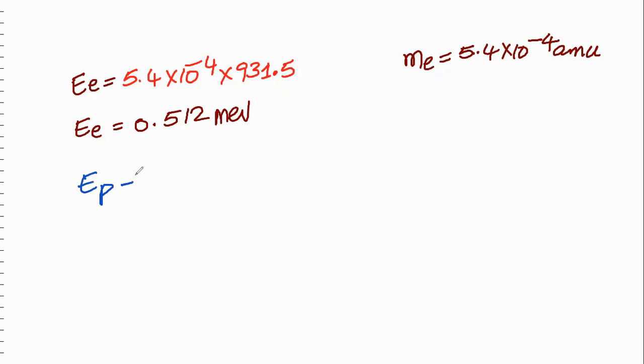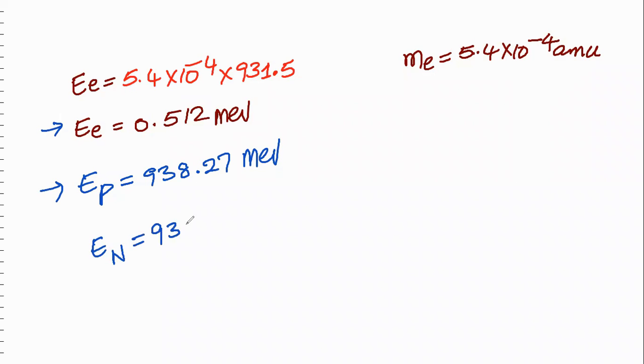Energy of the proton is 938.27 MeV. This they have asked, that's why I am explaining. So the energy of the neutron is 931.56 million electron volts, MeV. These are the energies of the electron, proton, and neutron.